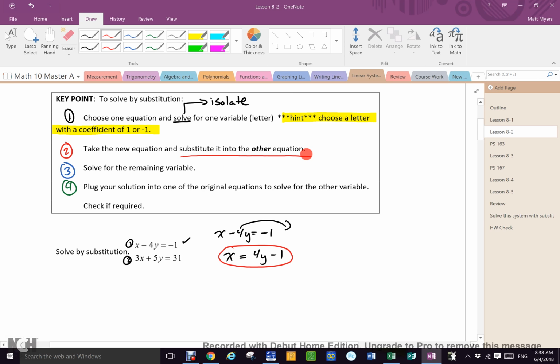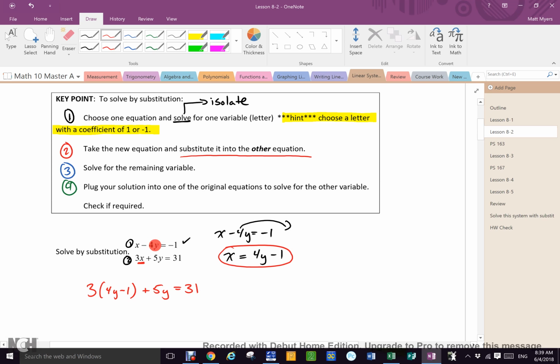Now this is where it gets weird. What does this say in English? Read that to yourself in your head or out loud, I don't care. What does that say? X equals 4y minus 1, doesn't it? Everyone agrees that that's what that says, yes? What do you see right there? An x. What does x equal? 4y minus 1. So 3x is 4y minus 1 plus 5y equals 31.